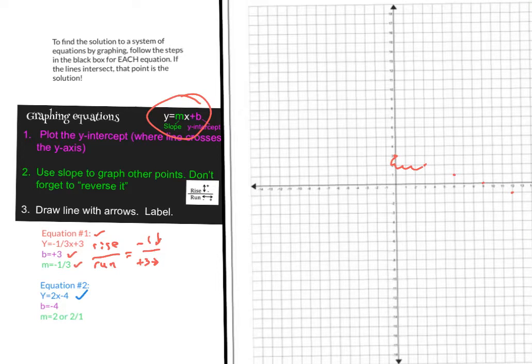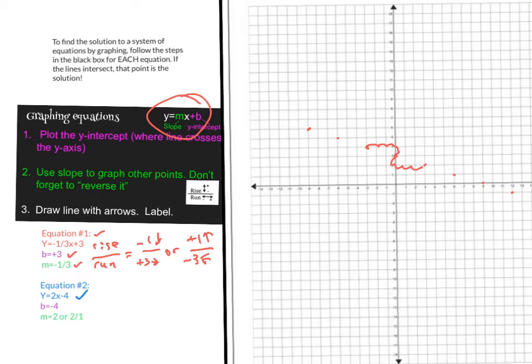Okay, I've reached the end of my line here, so I know that I can also reverse this. So instead of a negative 1, it would be a positive 1, meaning that I'm going to go up 1, and instead of a positive 3, it would be a negative 3, meaning I'm going to go to the left. So again, from my starting point, I can go up 1 and to the left 3, 1, 2, 3, and again, put a dot there. Keep doing that, up 1, left 3, and you will see I'm starting to form a straight line.